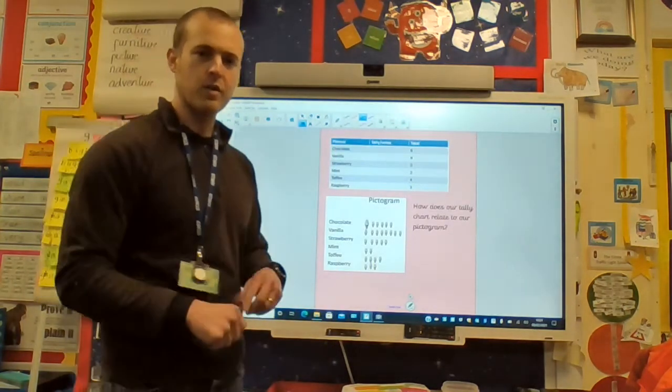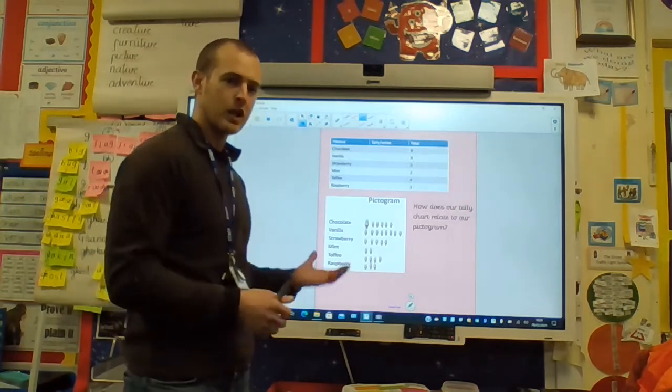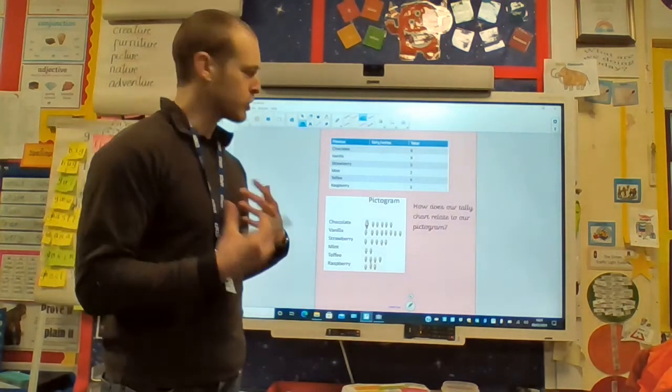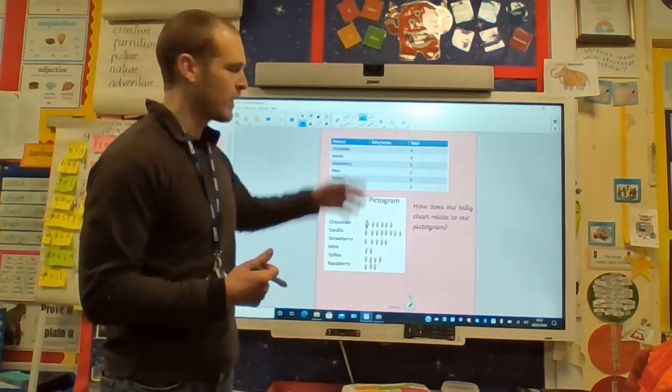Okay, so last term, in the final week, we looked at tally charts and data and looking at pictograms too. Okay, what I'm going to do is I'm just going to talk to you about what's similar and what's different about these two, and I'm going to fill in my tallies.